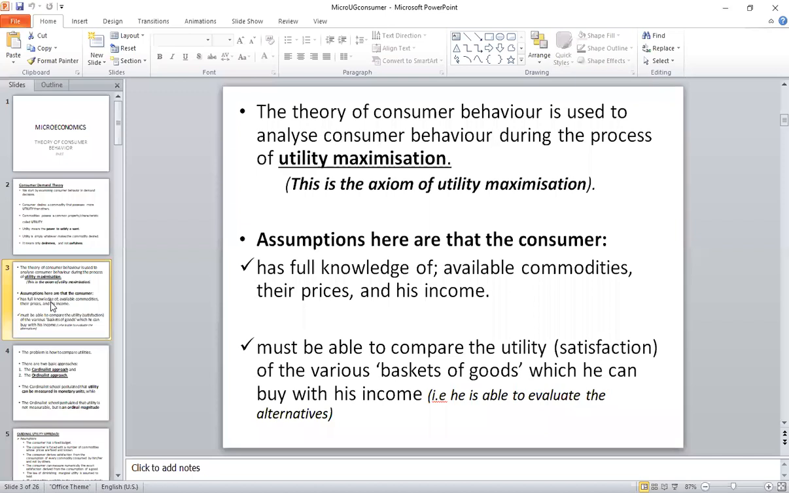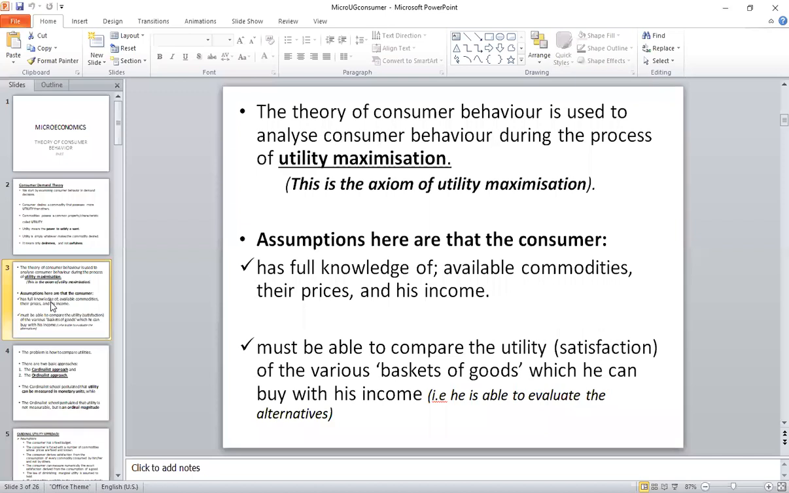That's why I say here, if the consumer wants to maximize utility, the assumption is that he has to have full knowledge of the available commodities, their prices, and his income. And then he must be able to compare the satisfaction or the utility of the various goods which he can buy with his income. In other words, he must be able to evaluate the alternatives.